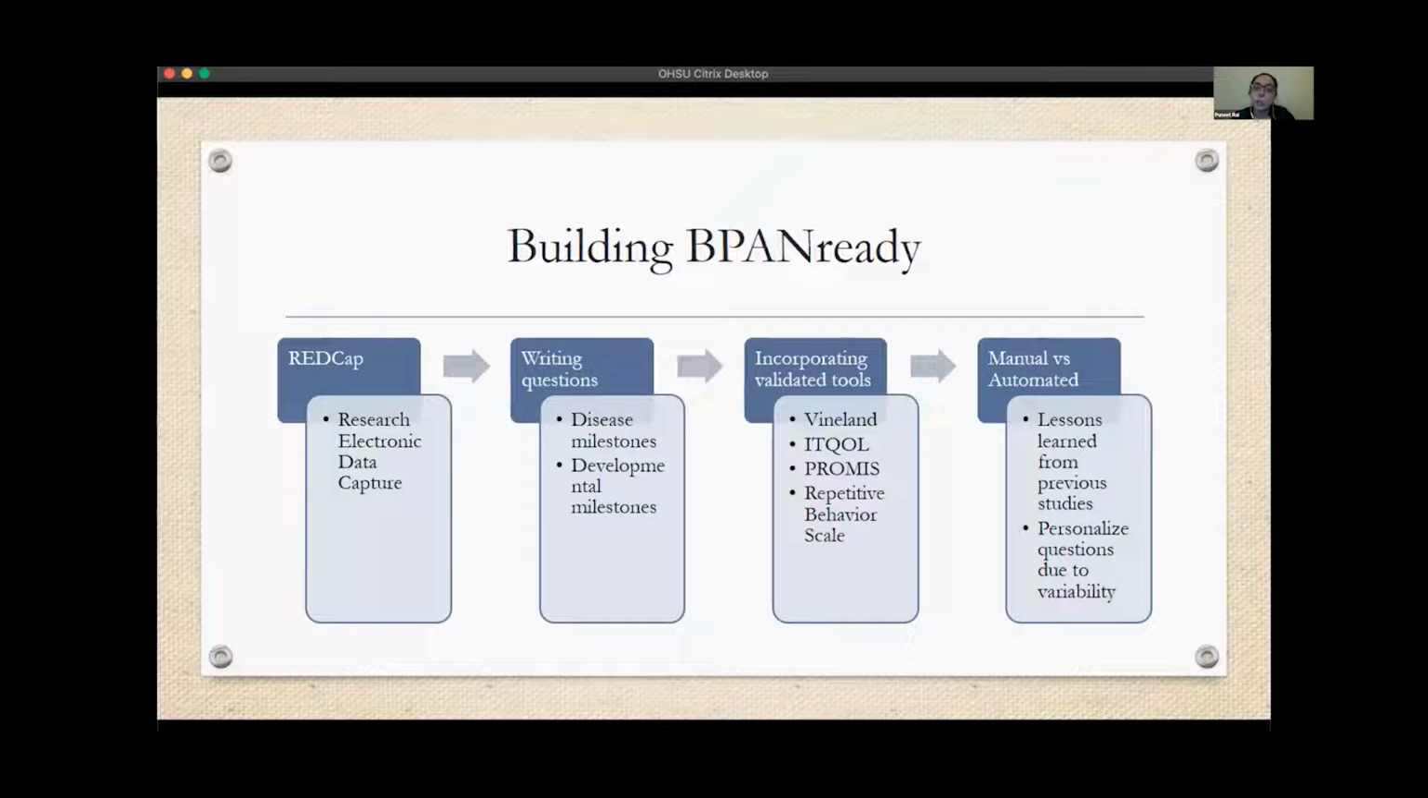And next, we incorporated validated tools to add power to the data we were collecting. Some of these include the Vineland Adaptive Behavior Scale, the Infant Toddler Quality of Life Questionnaire, the PROMs, which are patient-reported outcomes that look at physical, mental, and social health, and then a repetitive behavior scale.